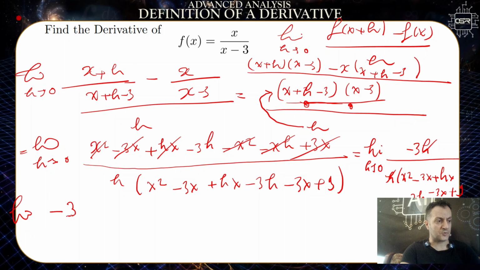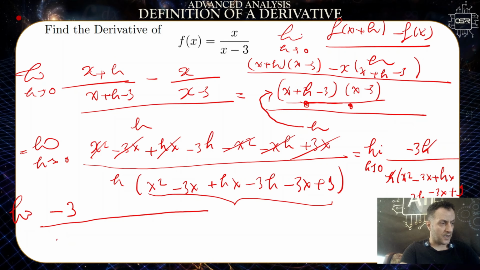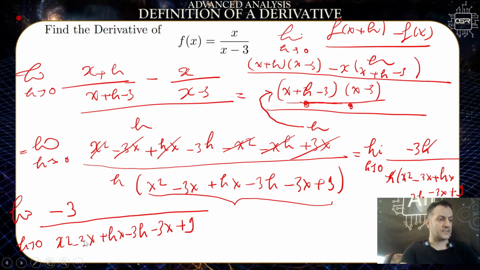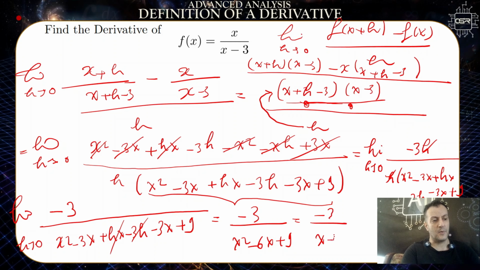Okay, limit of minus 3 divided by, so h has been factored out from the numerator and the denominator, and I'm copying this part in case to the right you cannot see it. So x squared minus 3x plus hx minus 3h minus 3x plus 9 as h approaches 0. Now, as h approaches 0, hx minus 3h cancel out. We are left with minus 3 divided by x squared minus 6x plus 9, which is simply what? It is minus 3 divided by x minus 3 squared.